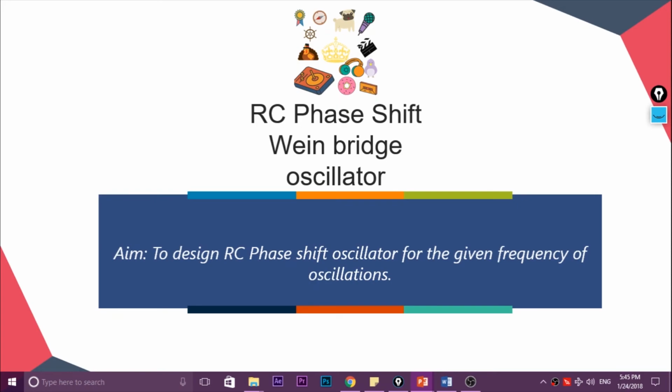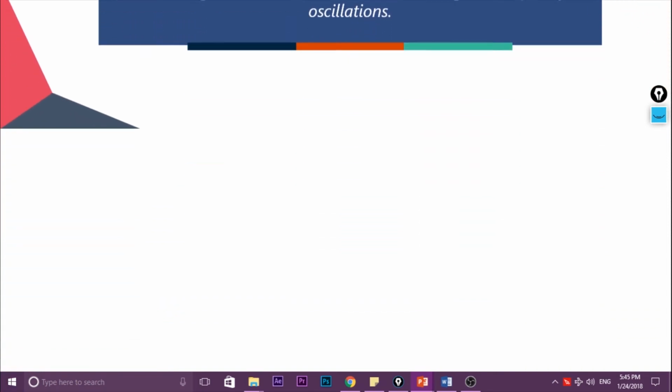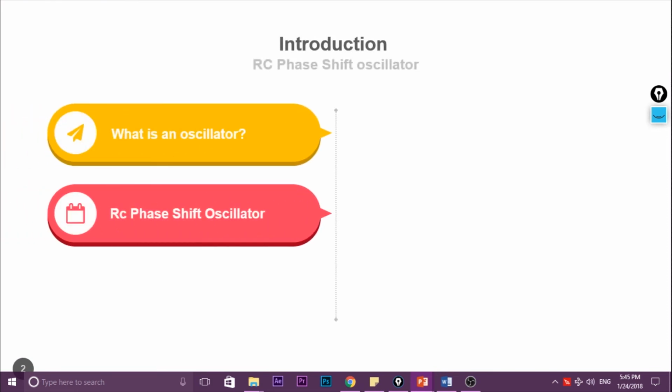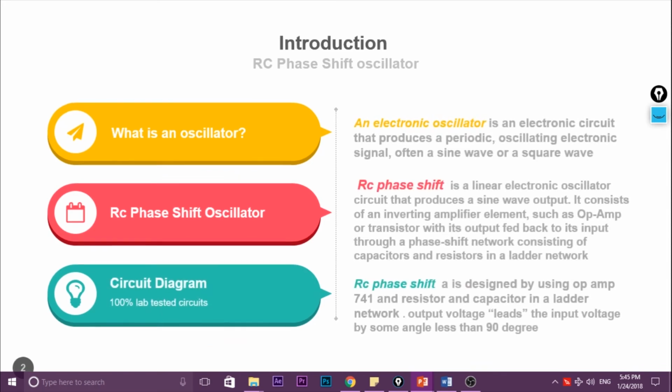So let's get started. Let's define our aim: to design an RC phase shift oscillator for the given frequency of oscillation. They will give some required frequency, and for that frequency we have to design our oscillator, which is an RC phase shift oscillator using R and C components. Basically, as per studies, I will give some introduction about the RC phase shift oscillator.